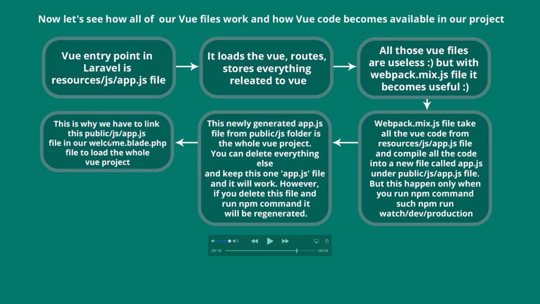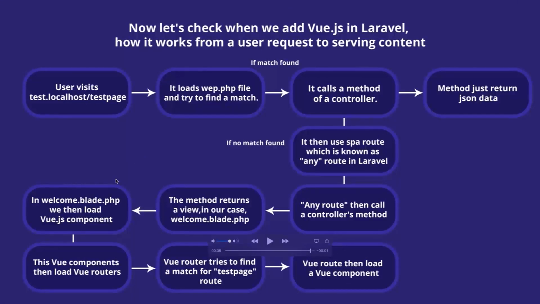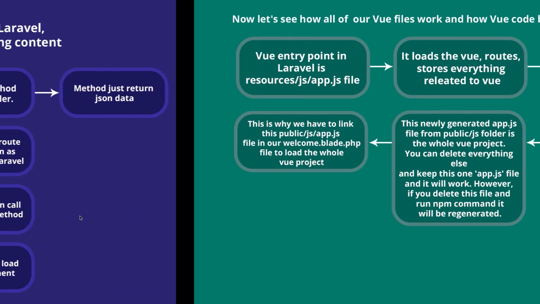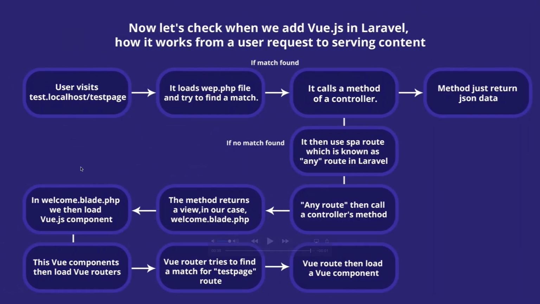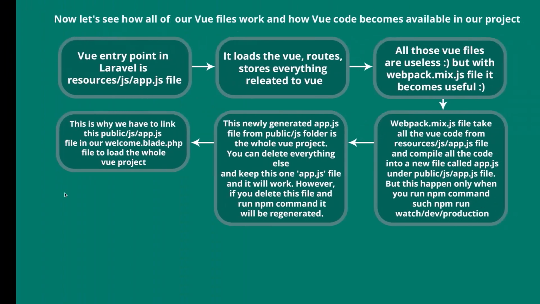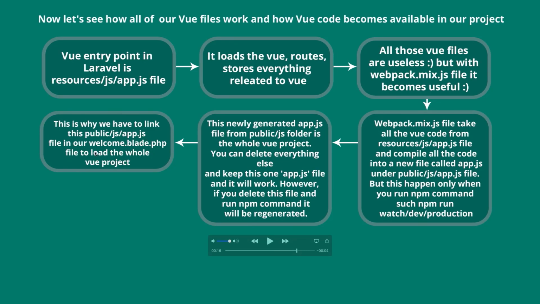Now this is why we have to link this public app.js file in our welcome.blade.php file to load the whole Vue project. So you got the point now. In order to load a Vue component or Vue router, whatever we have here, we have to load the JavaScript file that is known as the whole Vue project, and inside the Vue project we have the Vue component. So in order to load the Vue component here, we have to load this file. We have to load the Vue project.